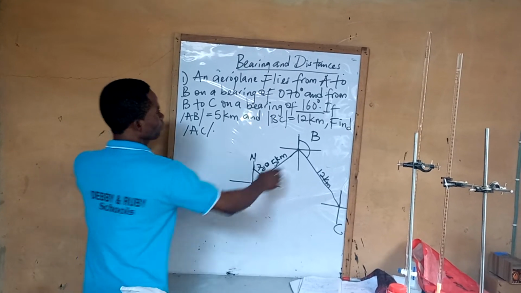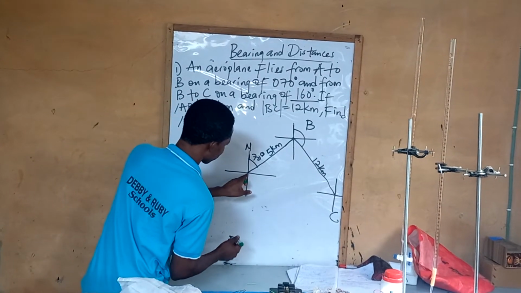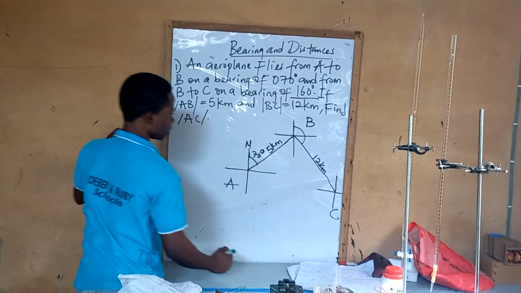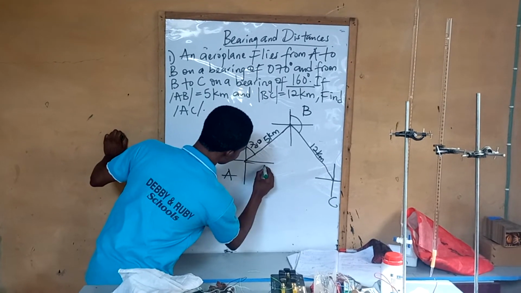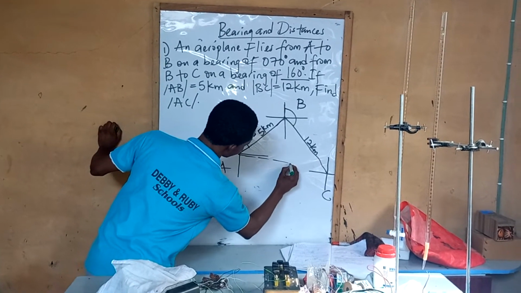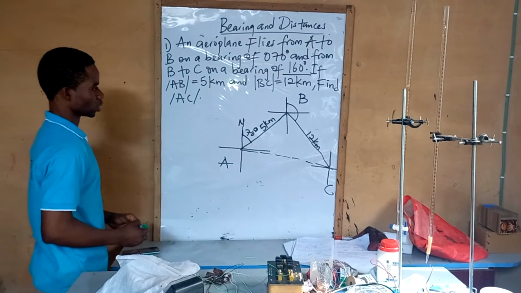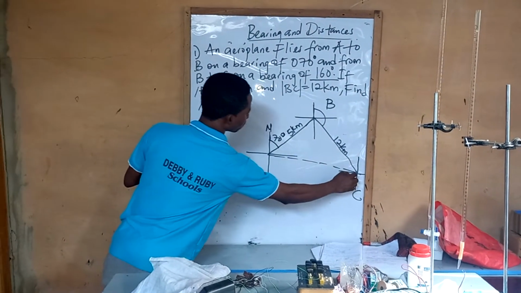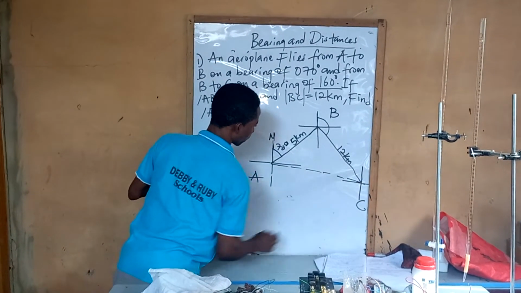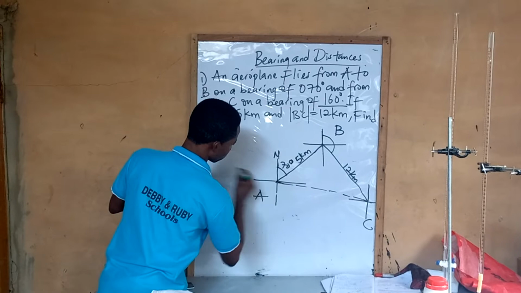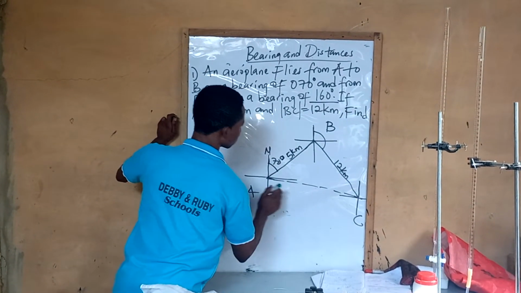12 kilometers. Now, find line AC. That means the line from here to here. I believe you are getting it. So this bearing will come here. I'm doing it. There's no way you want to draw it here and bring it here. It's not possible. You come from this place and enter here. So you have to take note of that. So this is our line AC.